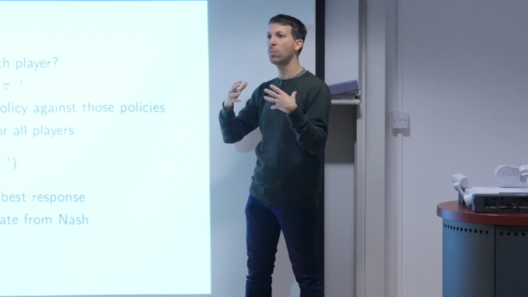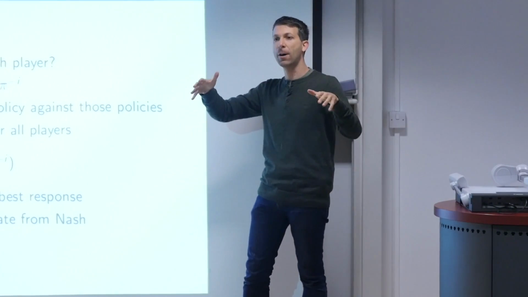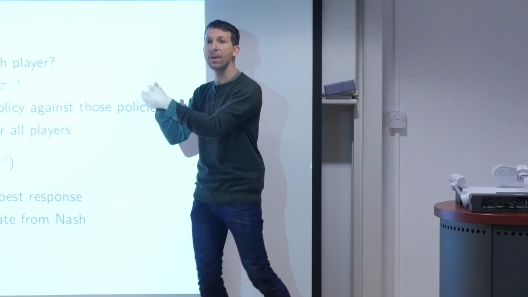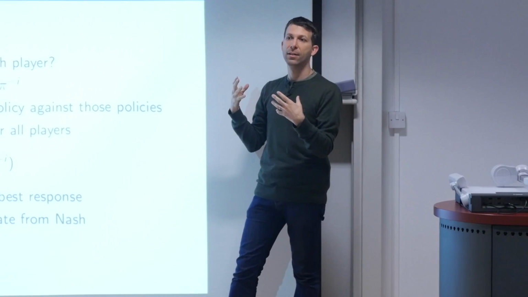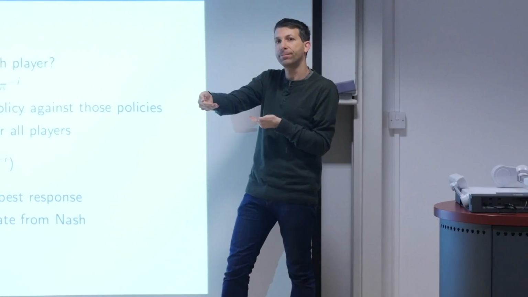So if I find a situation where I wouldn't choose to deviate from that, I found the best thing I can do against the rest of the population, and each of the other agents in that population has found their best response to what everyone else is doing, that is the Nash equilibrium. So everyone is doing the best thing that they can against everyone else at the same time.